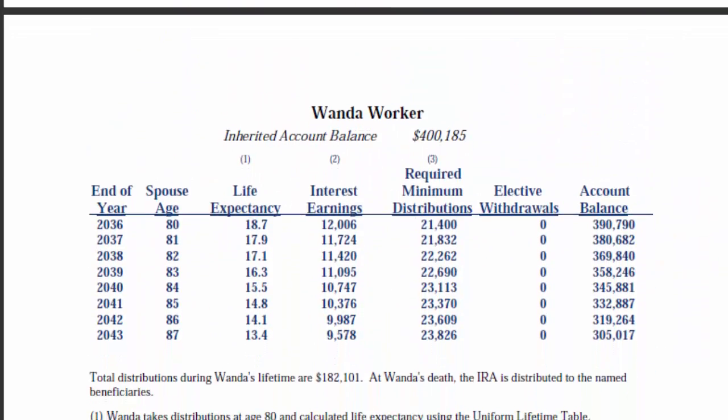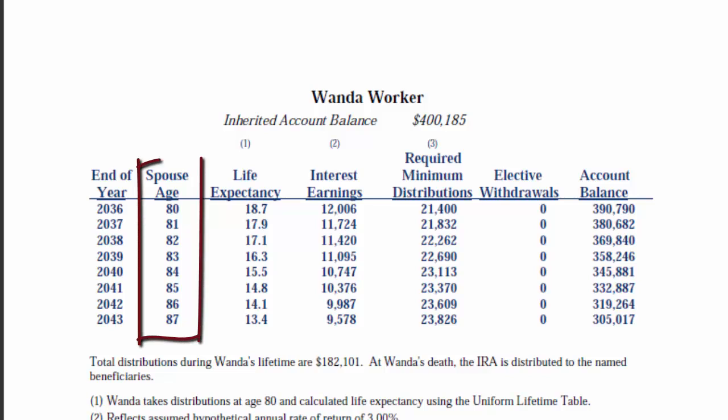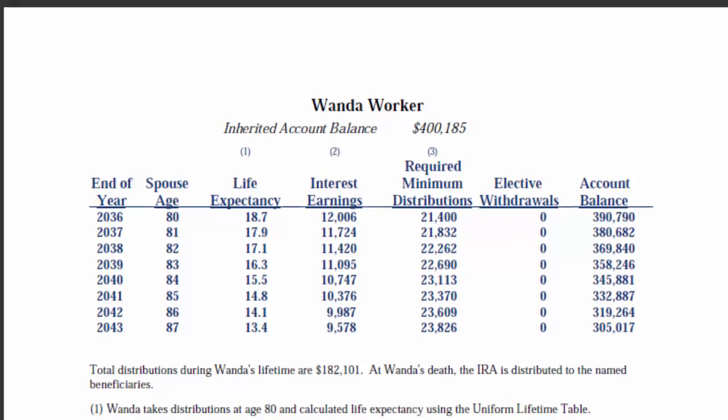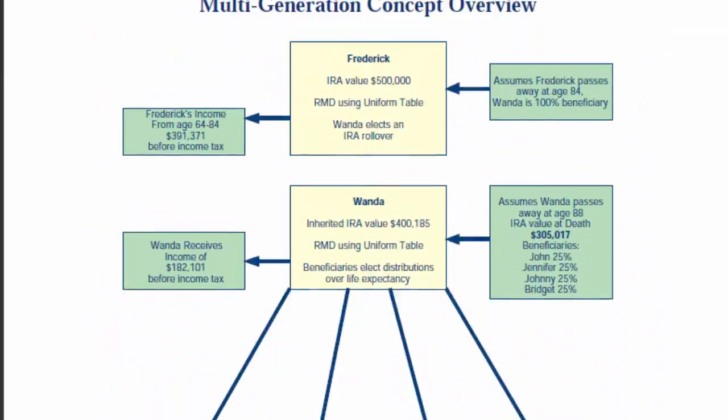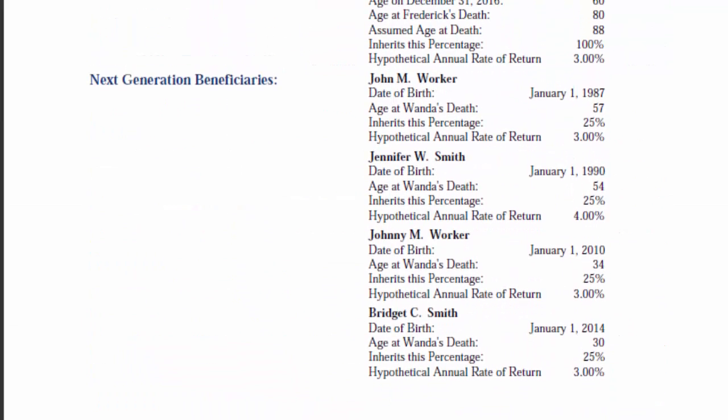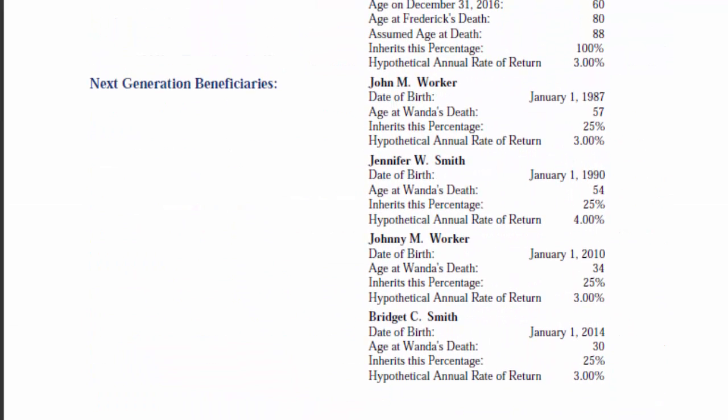And as you can see, she gets a payout from age 80 through age 87. So there's 8 years of payout for her. Then the kids and the grandkids split. So if we go back to the inputs, here are the next generation beneficiaries.